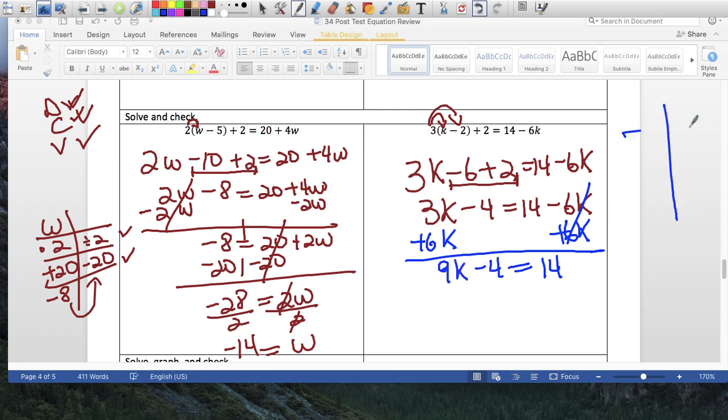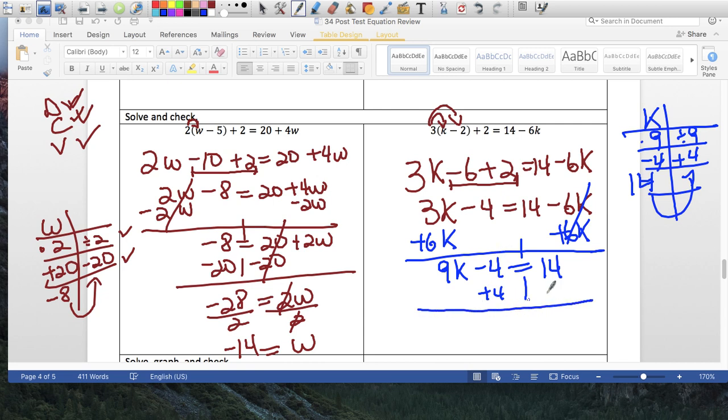Now I have a story. Variable k times 9 minus 4 equals 14. Going backwards, we're going to do the inverse operation, which is going to be plus 4, divided by 9. So plus 4 first. Separate this into left side and right side. Plus 4, plus 4. Minus 4 and plus 4 is 0. 9k comes down. 14 plus 4 is 18.